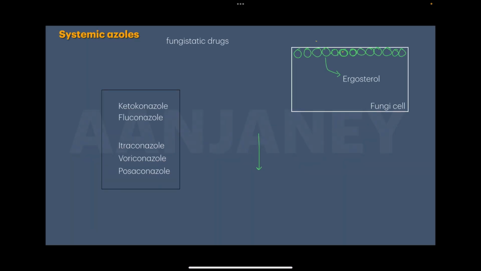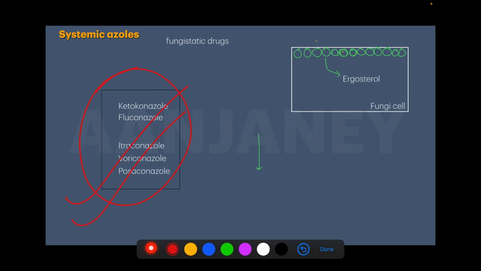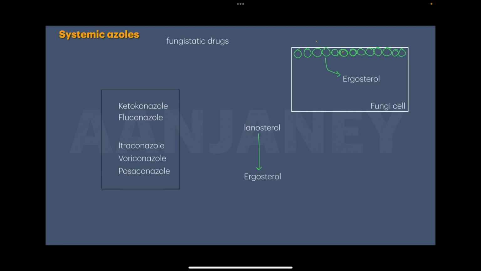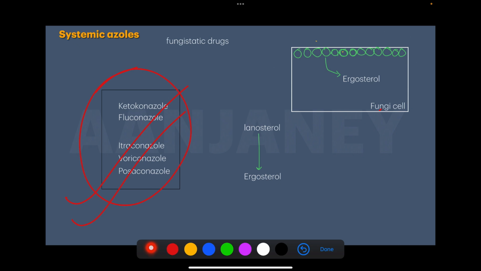so the last part of this chapter is systemic azoles. These are the drugs. We'll memorize these drugs in the next slide, don't worry. So now we are focusing on how this drug is acting. So we all know fungi cell membrane is made up of ergosterol, which is formed from lanosterol with the help of enzyme 14 alpha demethylase. Now azoles inhibit this enzyme and prevent the formation of ergosterol. So I told you earlier that amorolfine and azoles work on the same mechanism, that they inhibit ergosterol formation, but they act on different sites.